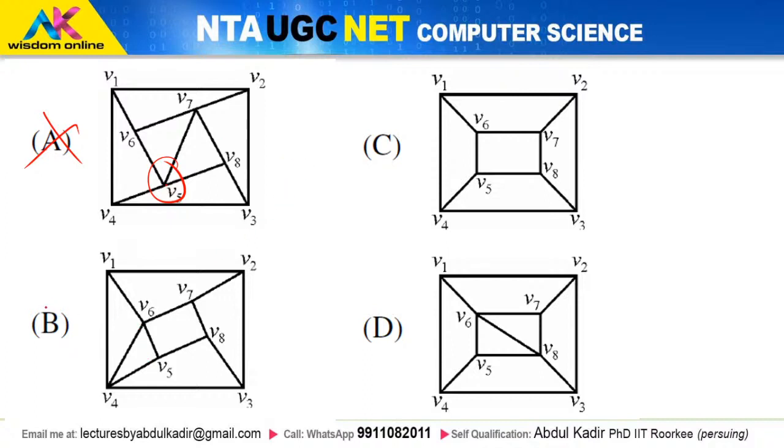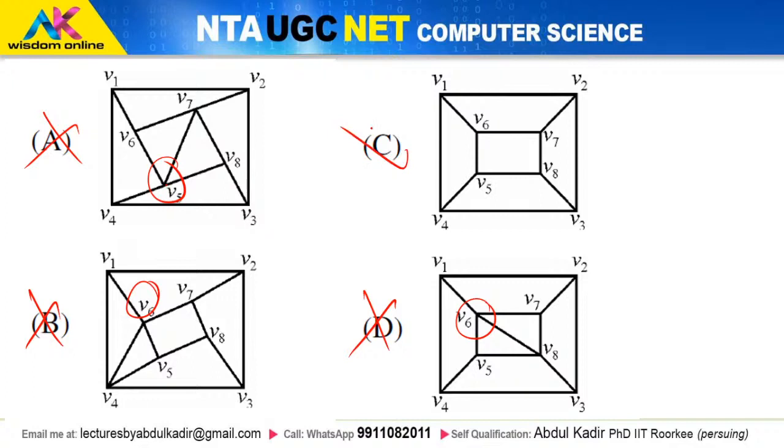You can say that answer B is also not correct because this V6 has degree 4. Next, answer D is also not correct because V6 has degree 4. So that's why the answer is option C. Option C is the answer.